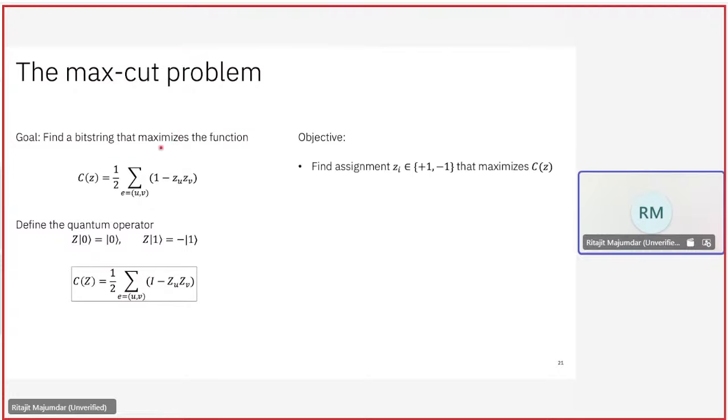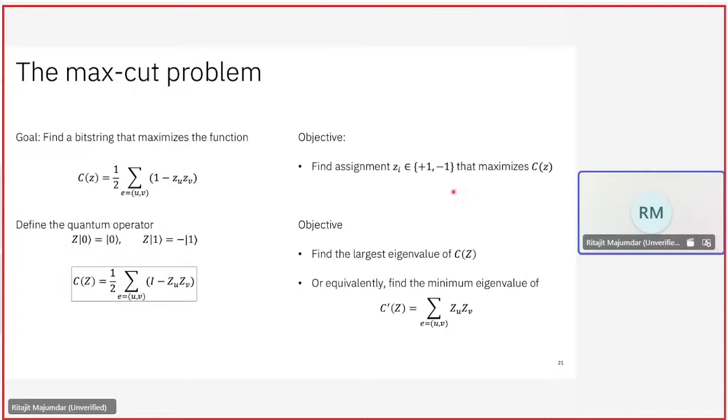So previously, we were saying that you want to find an assignment such that you maximize this cost function. The moment we change it into an operator, the same thing we can now say is that the objective is to find the assignment such that the eigenvalues are such that this is maximized. Or in the other language, I can say that I want to find the largest eigenvalue of Cz, and when I find the largest eigenvalue of Cz, the eigenvector will give me the proper assignment that I am looking for.